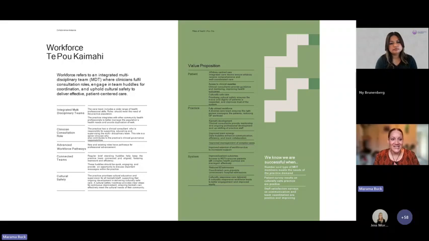The next element is around connected teams. So that is things like huddles, and we will provide different tools and resources and examples of exceptional practice. Having advanced workforce pathways, so knowing that you might start in your practice as something, but you will have pathways to increase your skills and also your opportunities for leadership within our sector.